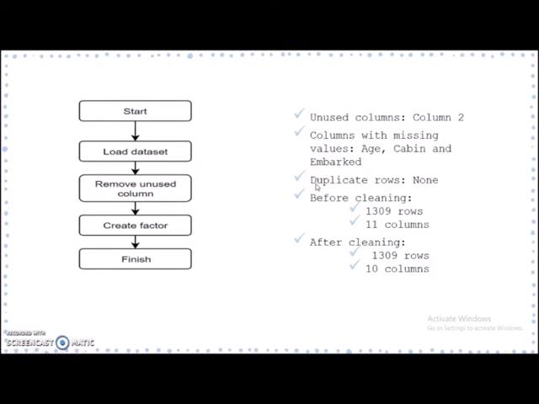So the results after cleaning, as you can see here: before cleaning, we have 1,309 rows with 11 columns, and after cleaning, we have 1,309 rows with only 10 columns. We also check for duplicate rows, and fortunately, there are none of them in our dataset.